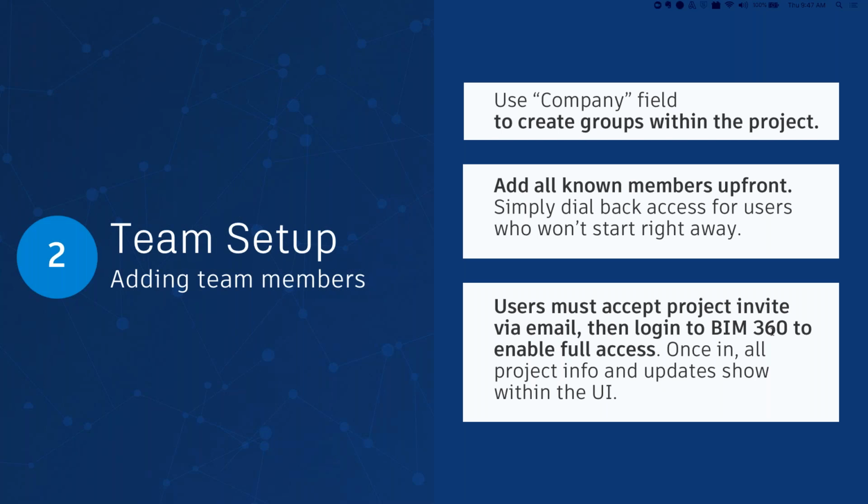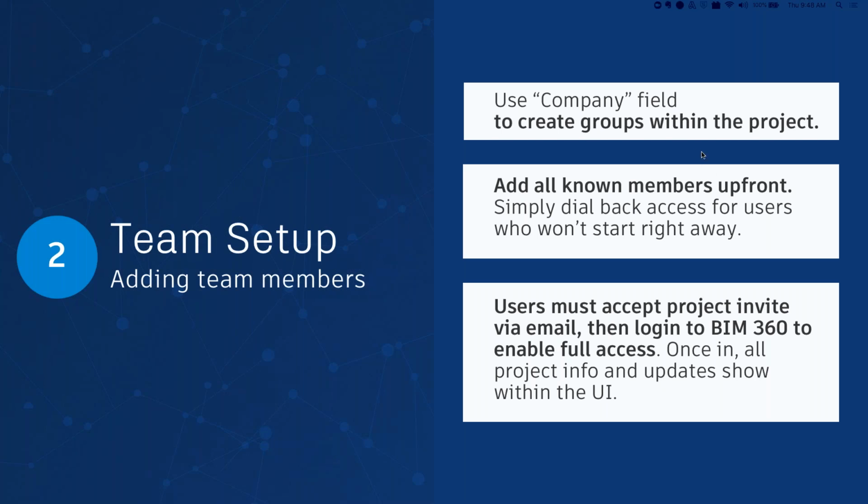Add all known members up front. Again, it's just easier, right? Adding users is a bit of a hassle regardless. So if you have a list, just add them all to begin with. And if you don't want them to have access to anything right away for whatever reason, you can add them and just give them no access to anything. So they've been added to the project, but they don't have access to any folders or any content yet. So I do recommend that, just because, again, it's easier. Take care of it as much as possible. You will have to add more people later, but that's the way it goes, right?